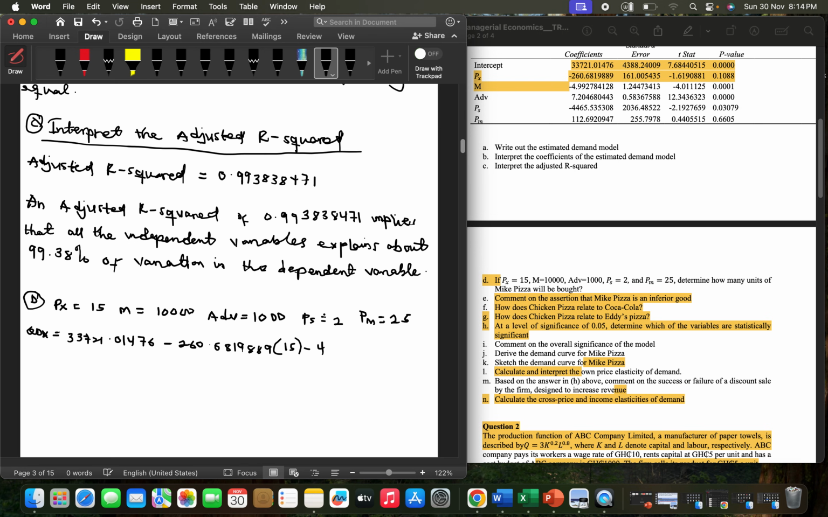Minus, I'm picking the equation from the top. 4,992.784128 times that side. The variable there was m, which was income. So the income was given as 10,000 plus 7 points. So you can try and cross check it with the equation at the top.